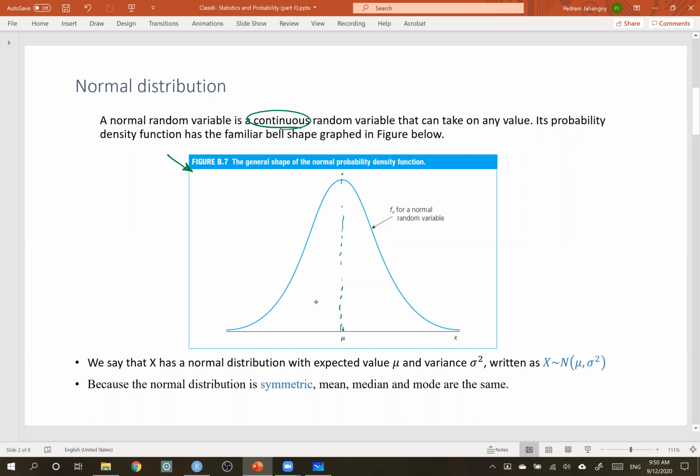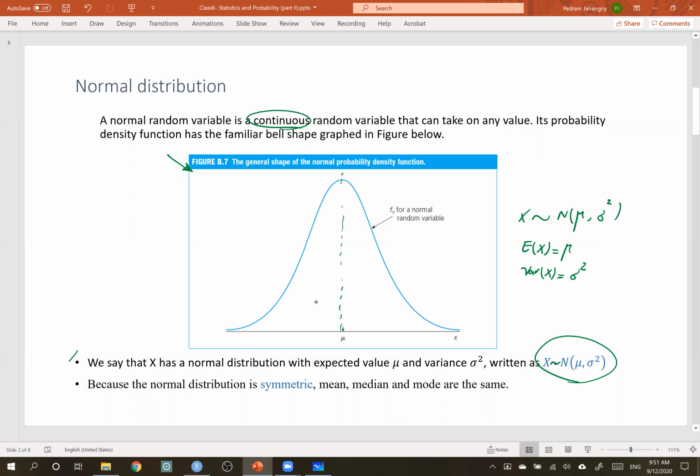And we say that X has a normal distribution with expected value mu and variance sigma squared, and we write it like this. Whenever you see this tilde, we say X is normally distributed, with the expected value mu and the variance sigma squared. So this means that if I write the expected value of X, the answer is mu. If I write the variance of X, the answer is sigma squared. This is how we show the distribution for a normal random variable.